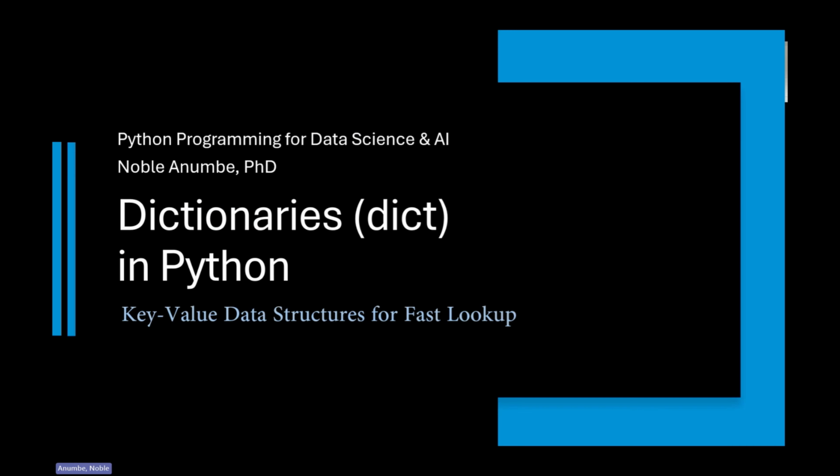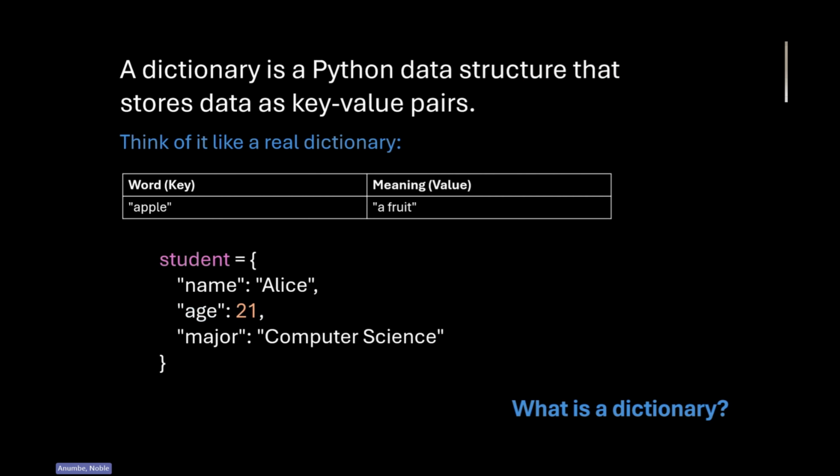Dictionaries are a very interesting part of the Python programming construct. It's a particular data structure that stores data as key value pairs, and this combination of words, key value pairs, is actually very important.